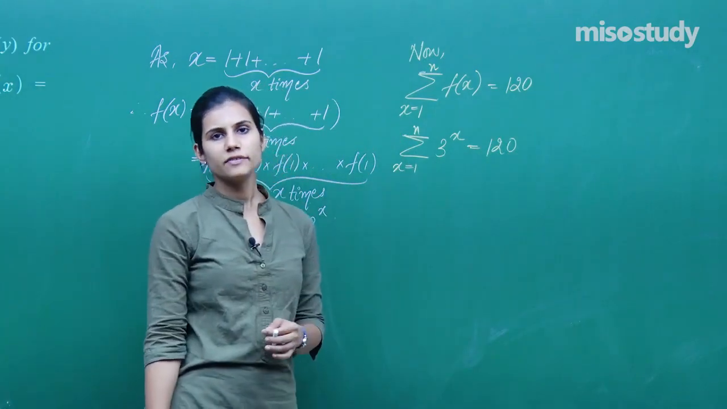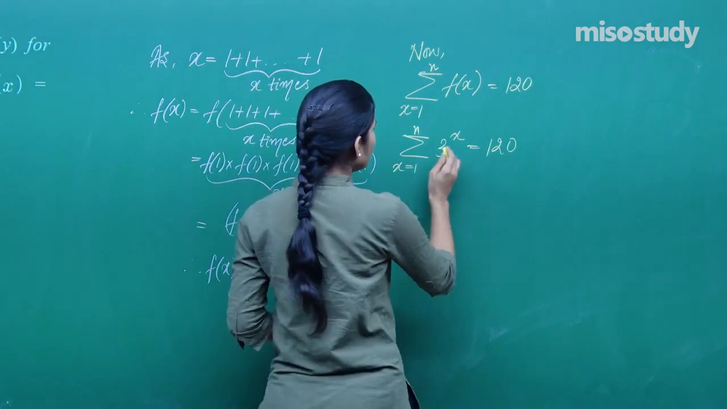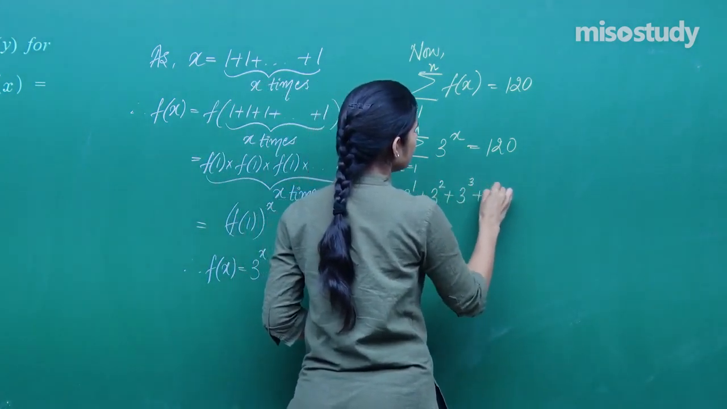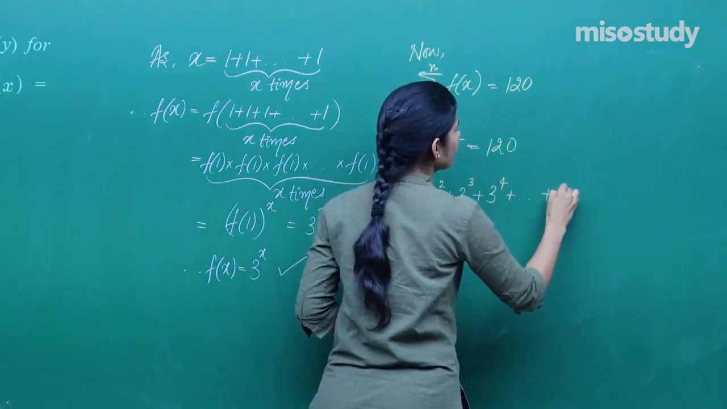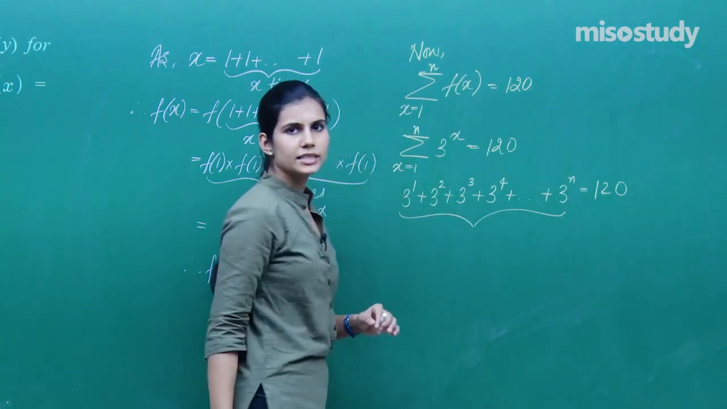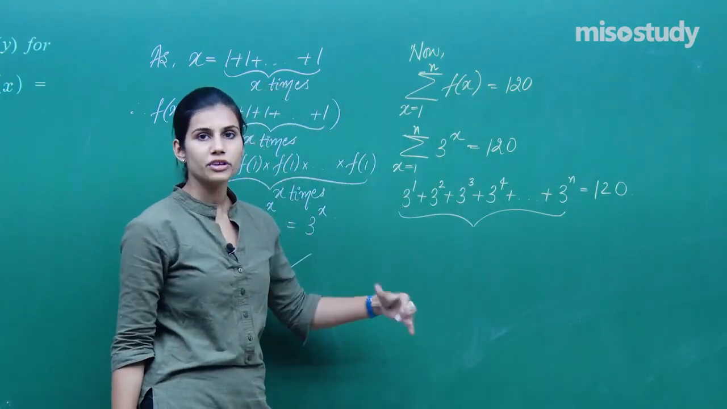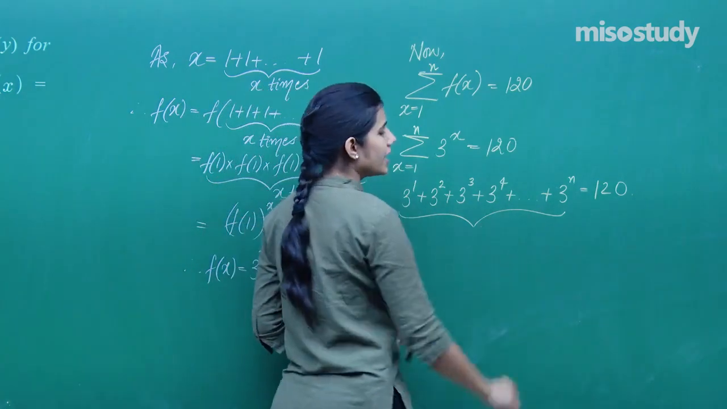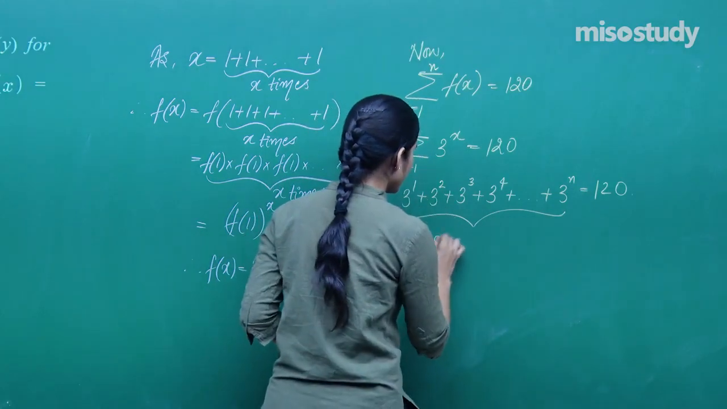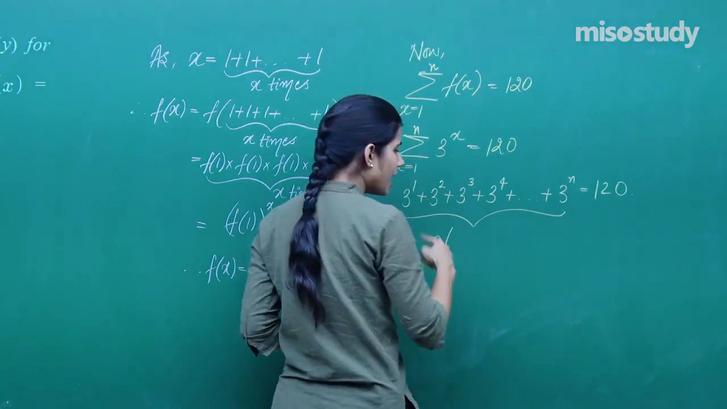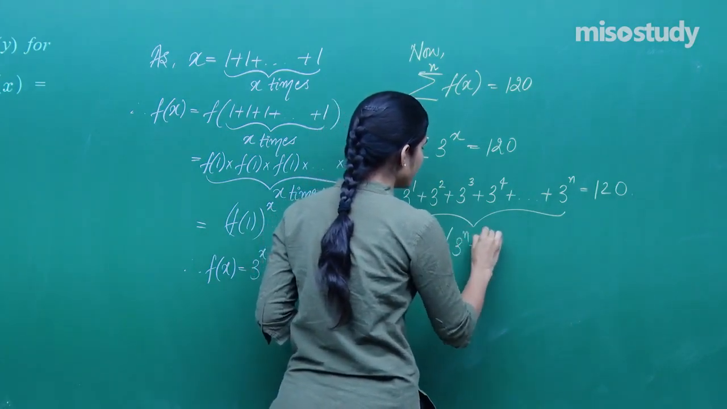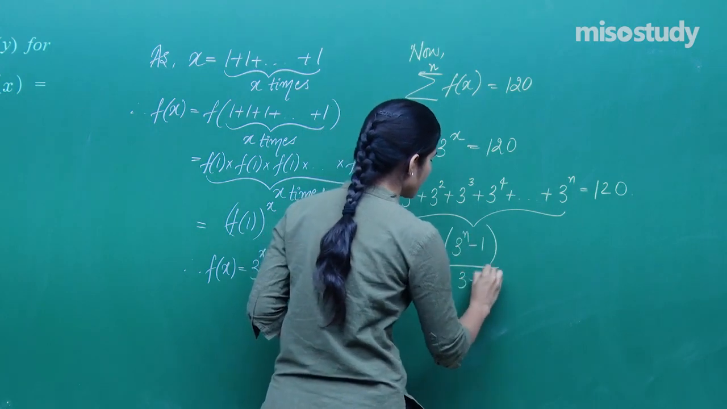Till now there is no relevance of AP or GP. If you open the summation up, you get 3 to the power 1 plus 3 to the power 2 plus 3 to the power 3 plus 3 to the power 4 plus and so on plus 3 to the power n is 120. The moment you see the left hand side, it is a GP with first term 3 and common ratio 3. This is the sum of n terms of a GP, which is given by A times R to the power n minus 1 upon R minus 1. R is 3, the common ratio, to the power n minus 1 upon R minus 1.